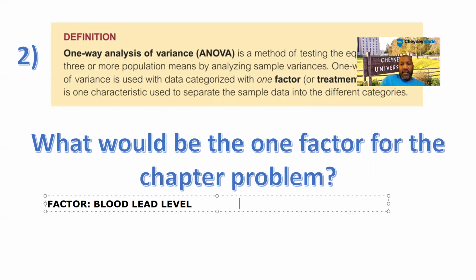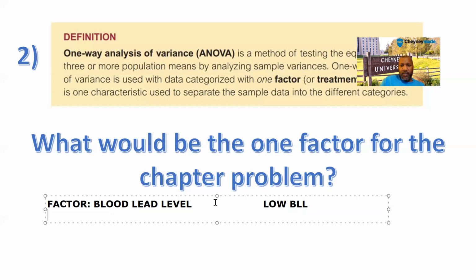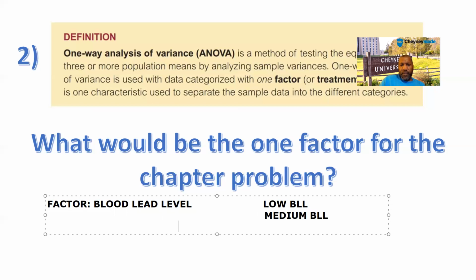Now, here's the issue though. I don't understand, because y'all just said before that there were 3 samples, right? So even though we've got the one factor, we've got the low blood lead level. We've got the medium blood lead level. And we've got the high blood lead level. Right? So one factor, but that one factor has 3 levels.